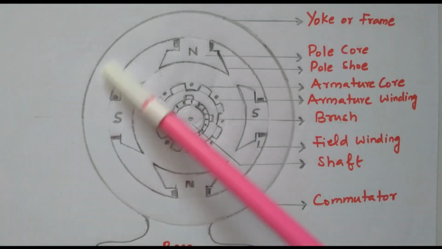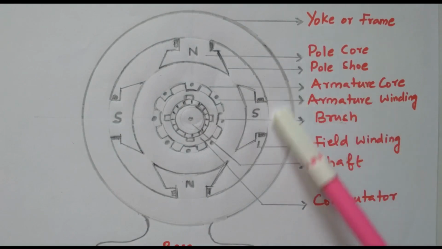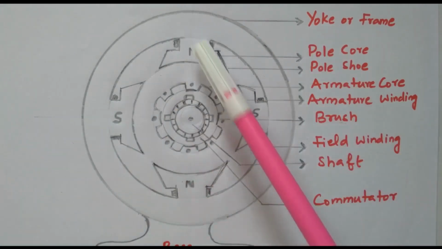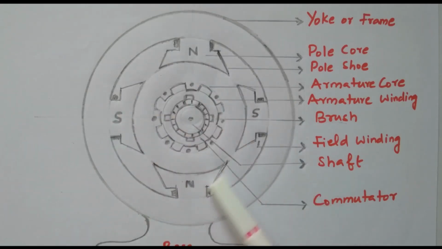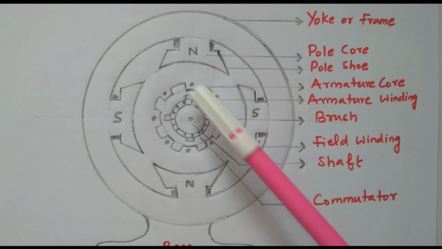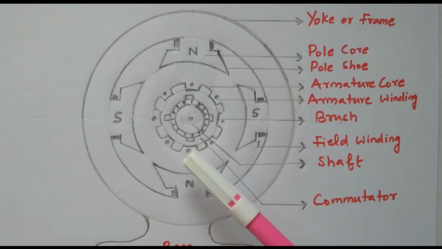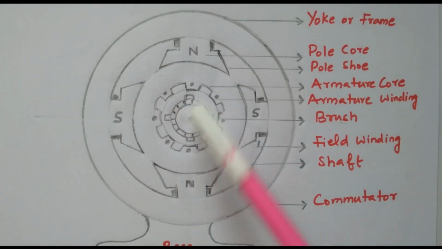So this is the stationary part. This one is the stationary part called a yoke or frame. Here the coils are available, called field windings. The stationary part, the coil that is available, is called a field winding. The center we have is the armature, the rotating part. There also coils are available. Right. So this is the stationary part and this one the rotating part.